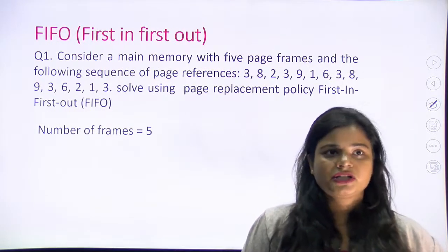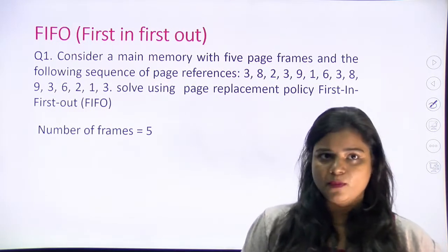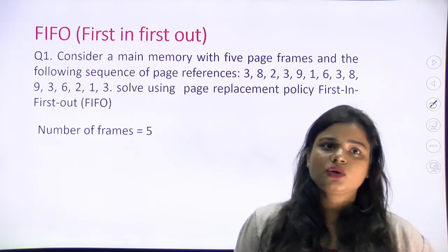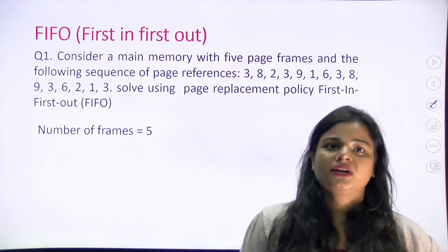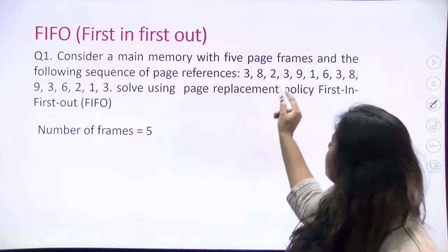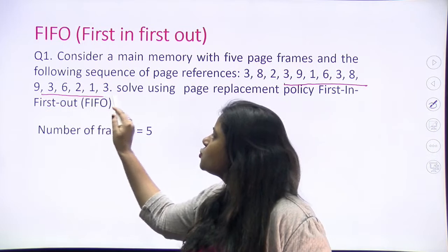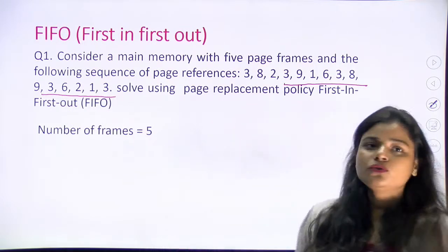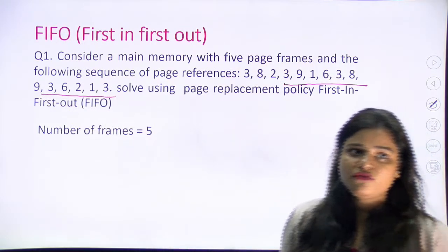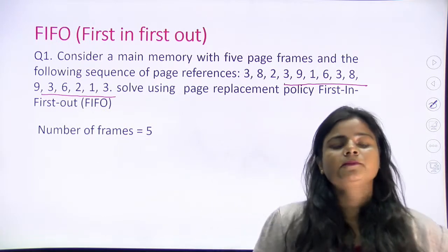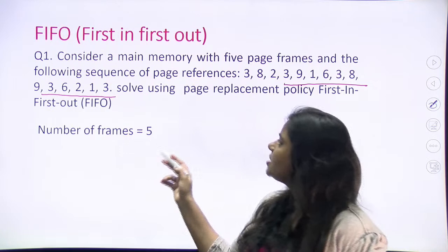So here the question is, consider a main memory with 5 page frames and the following sequence of page references: 382, 391, 638, 936, 213. Solve using the page replacement policy first in first out. Okay, so let's start. There are some conditions.